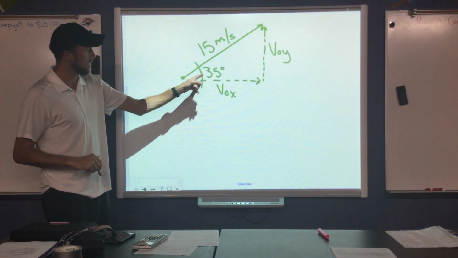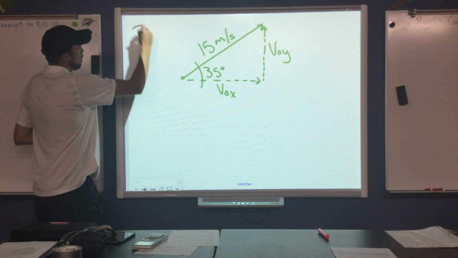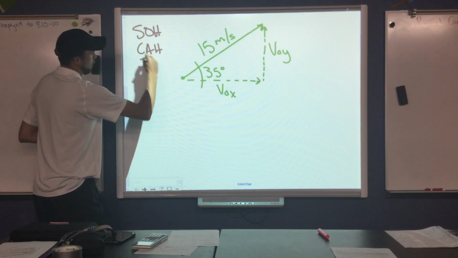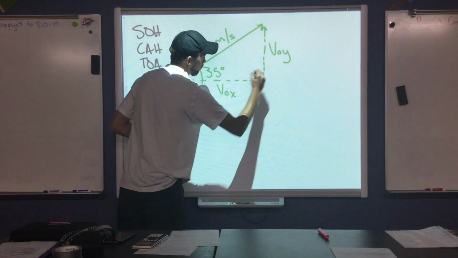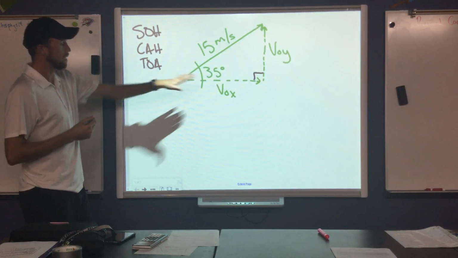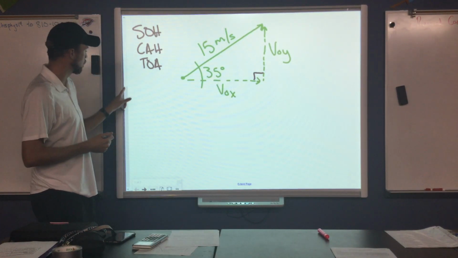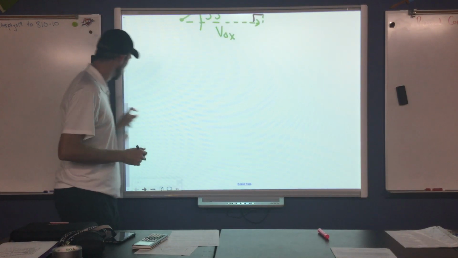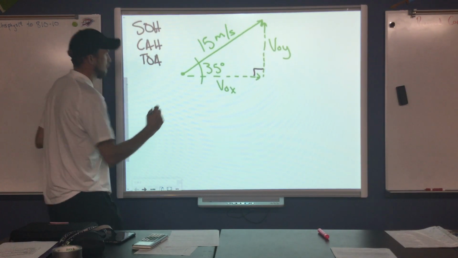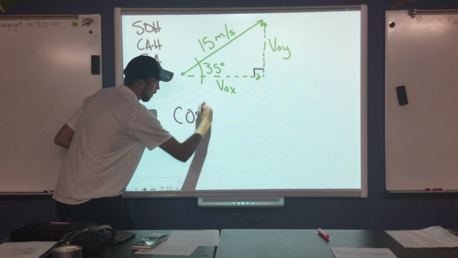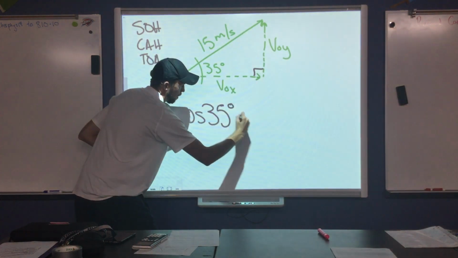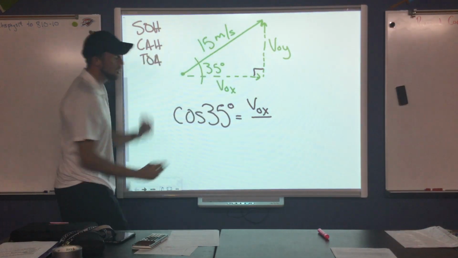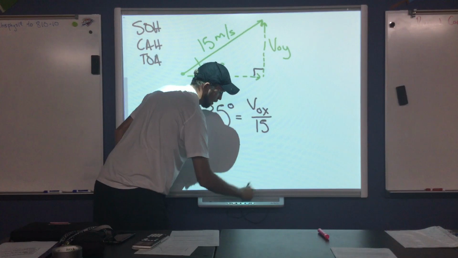So for the x direction, that is adjacent to my angle. Remember, our trig functions are going to come into play because we are dealing with a right triangle. So I'll first find my initial velocity in the x direction. That is adjacent to my angle, with the hypotenuse. So we'll set up a function that looks like this: cosine of our angle, 35 degrees, is equal to my adjacent side, which here is my initial velocity in the x, divided by my hypotenuse, which is 15.